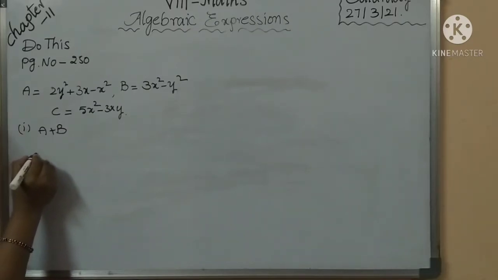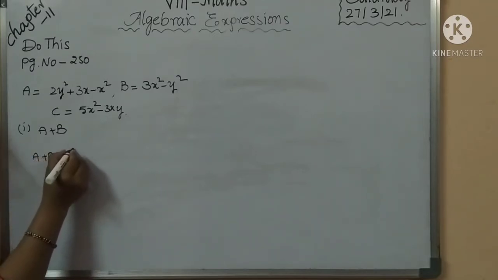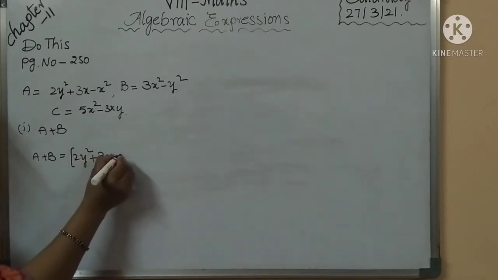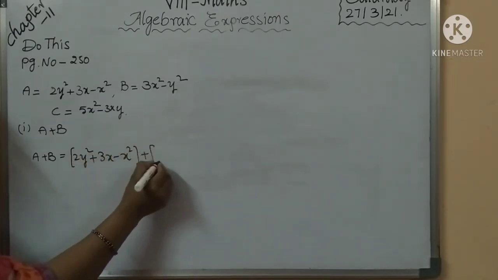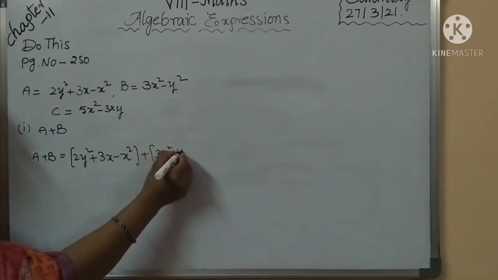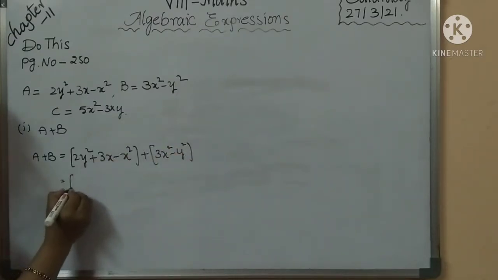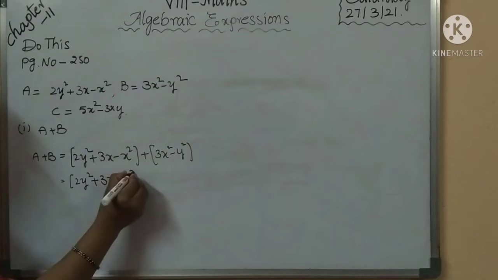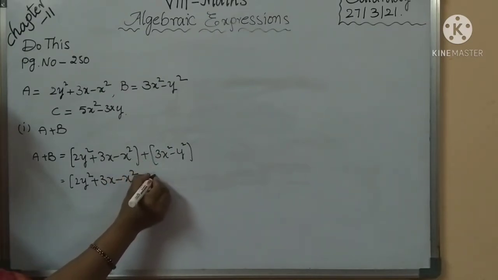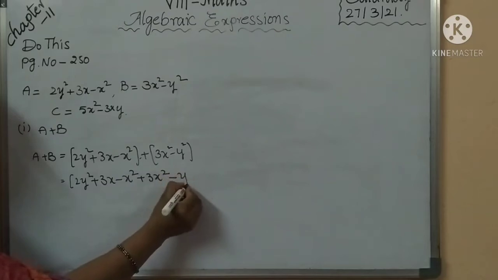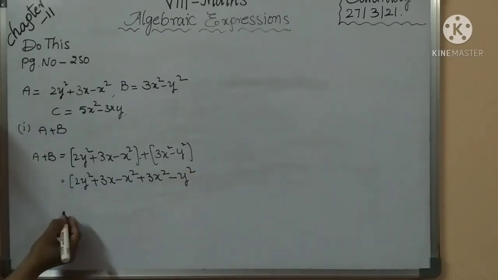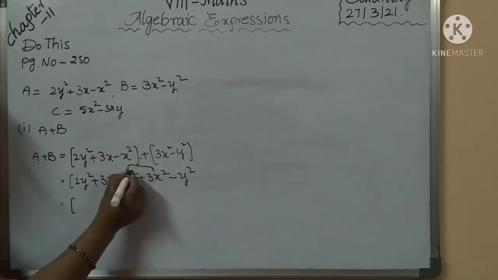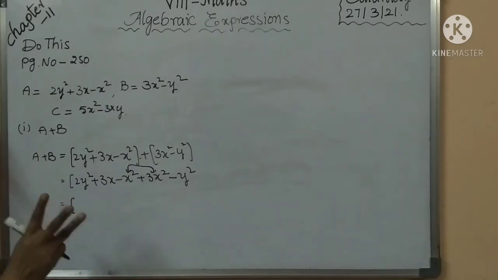So here write a plus b is equal to, what is the a term? 2y square plus 3x minus x square, plus b is 3x square minus y square. So here observe that we should write 2y square plus 3x minus x square, plus into plus 3x square, plus into minus y square. So here first we should write the x square terms. So 3x square minus x square, 3x square minus 1x square.